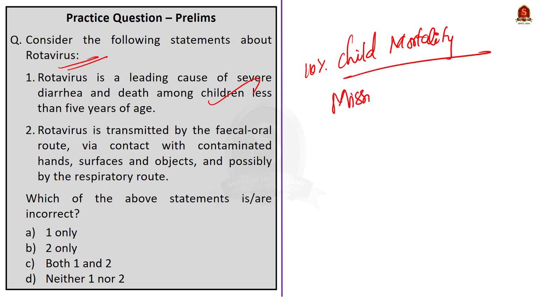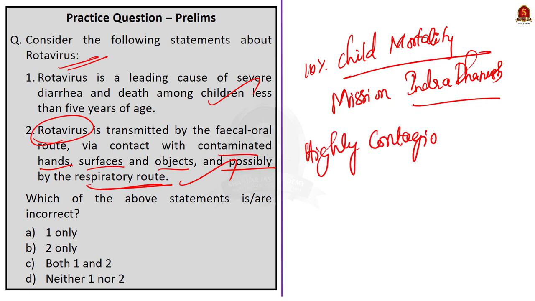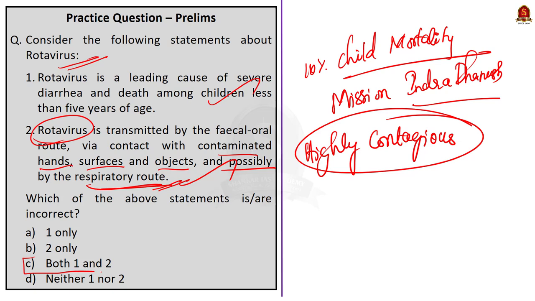Now coming to the second statement, rotavirus is transmitted by fecal-oral route via contact with contaminated hands, surfaces and objects, and possibly by the respiratory route. See the statement, this is also correct. Rotavirus is a highly contagious disease. It is transmitted by fecal-oral route via contact with the contaminated hands, surface and objects. And note that in some cases it is also transmitted via respiratory route. So the correct answer for this question will be option C, both 1 and 2.